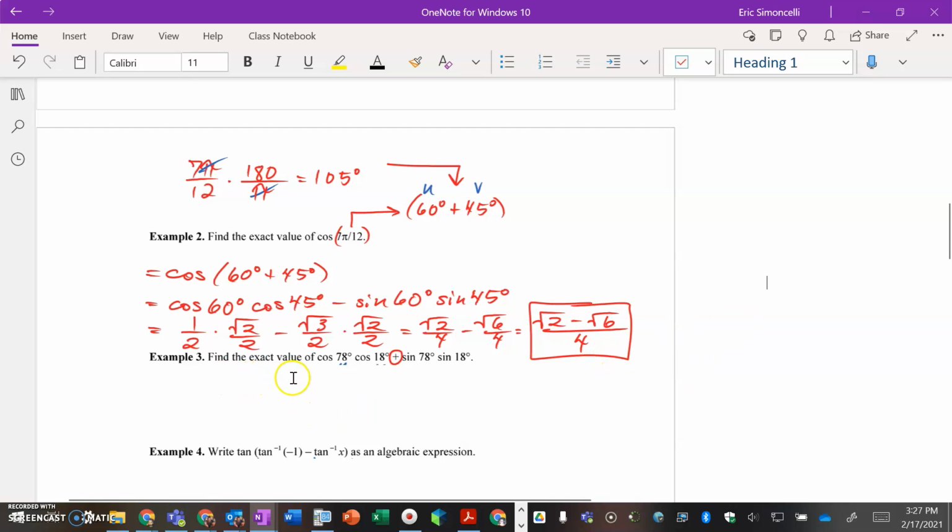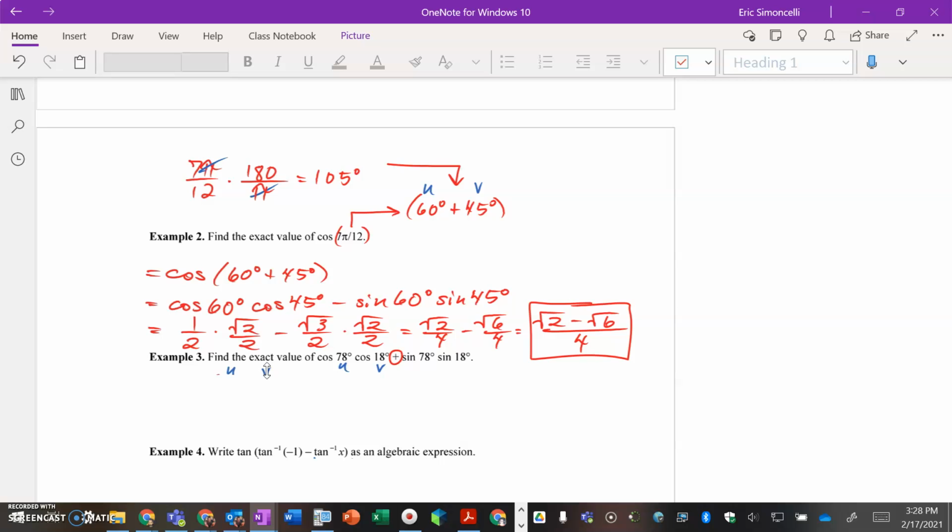Example 3, find the exact value of cosine 78 cosine 18 plus sine 78 sine 18. So it appears that u and v are already essentially given to you, in the sense that it's already written as cosine, cosine, sine, sine. So with that said, we'll start by noting that u and v are known to be 78 and 18 respectively.